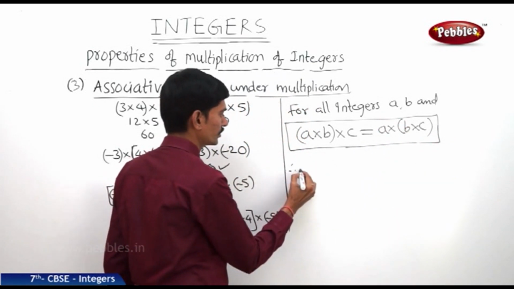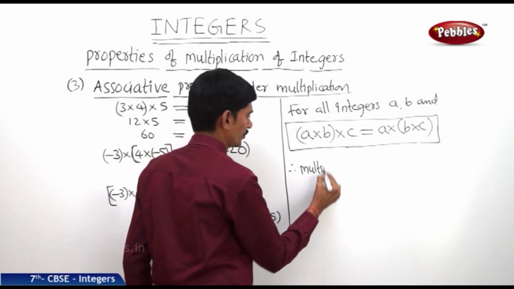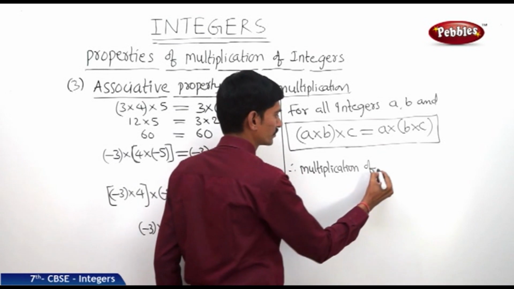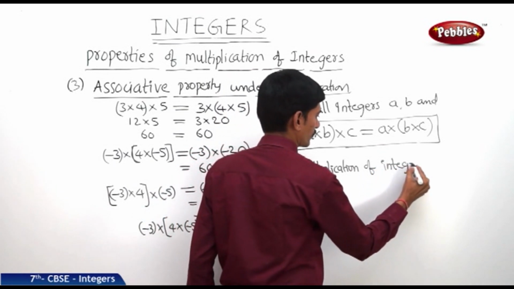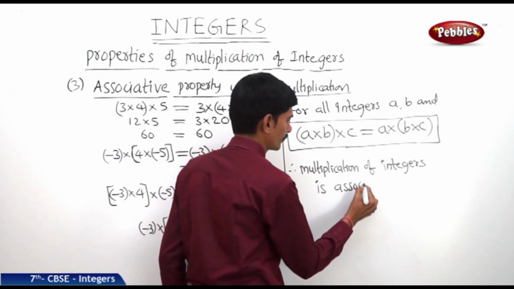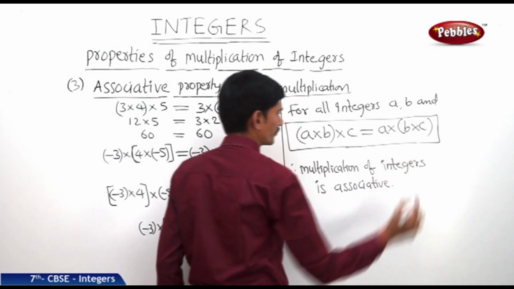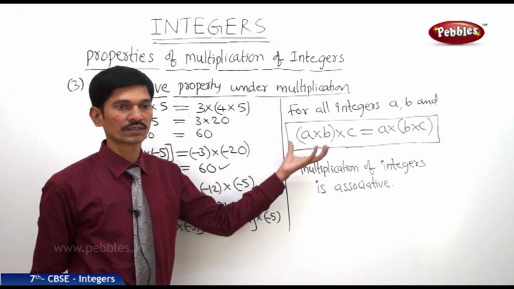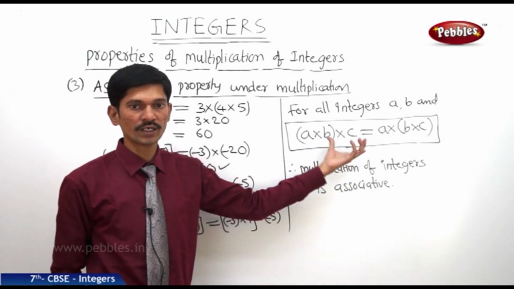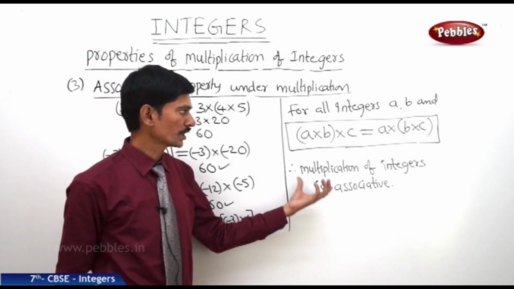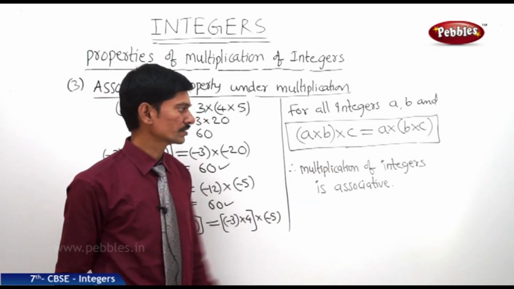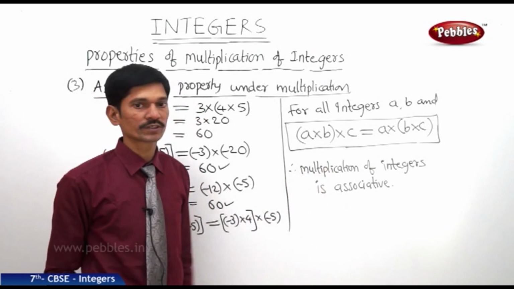So therefore we can write that multiplication of integers is associative. So by considering any three integers, whichever two integers are grouped together and multiplied, the product will be the same. So this is what it means that multiplication of integers is associative, means the multiplication of integers satisfies the associative property.